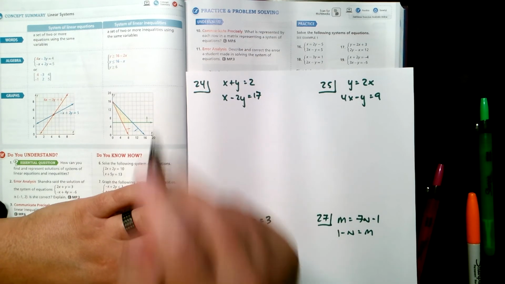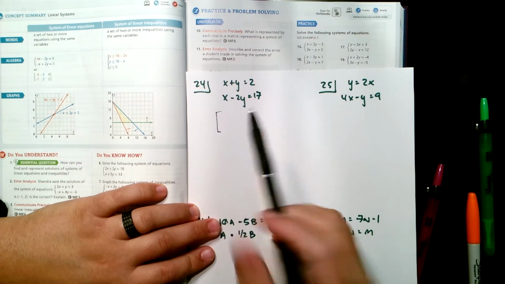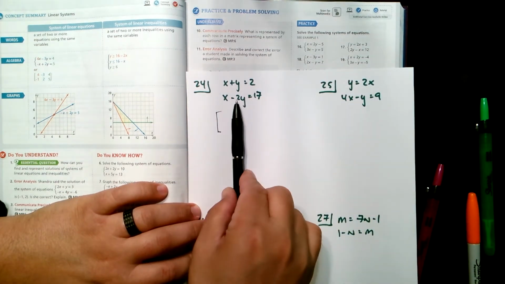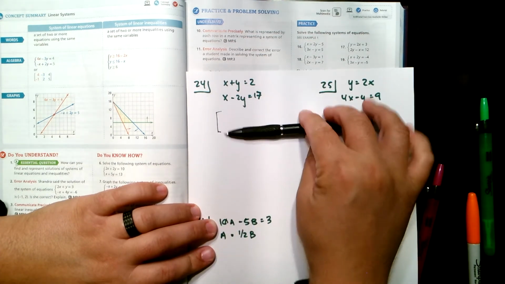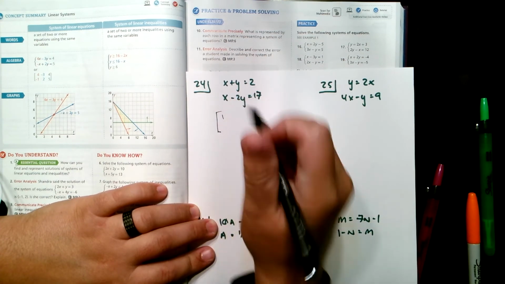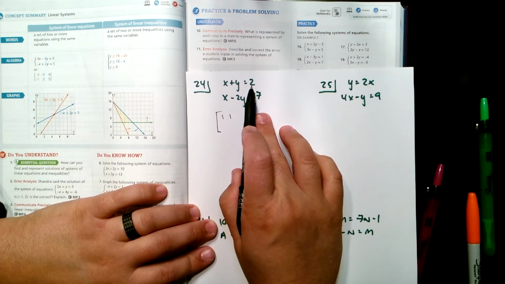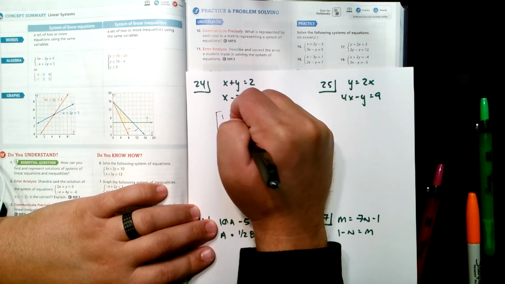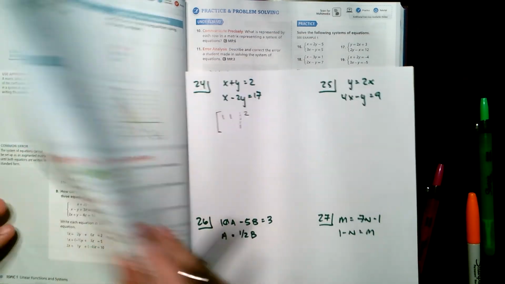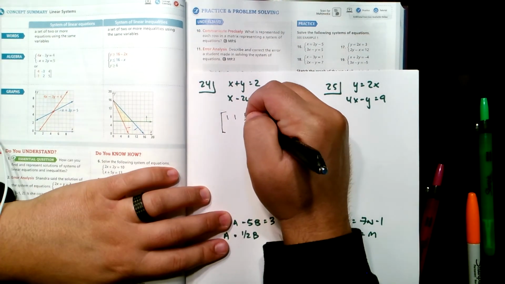So for number 24, the augmented matrix for this. Remember, the key with an augmented matrix is you can't have any gaps. If I was missing a y in the first equation, I'd have to have a 0 there. So it looks like it's going to be a 2 by 3, because it's always rows times columns. So I'm going to need 2 rows and 3 columns of information. The first coefficient's a 1. The second coefficient's a 1. And then the constant on the other side of the equation sign is a 2.